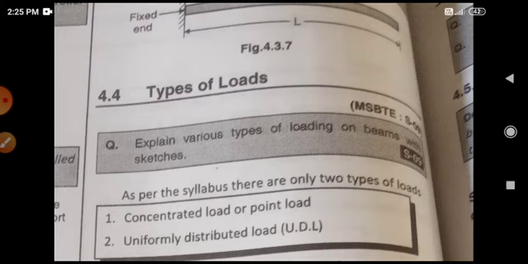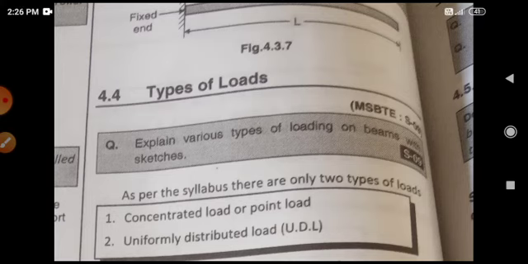So for each type of support you just have to keep in mind the type of reaction. For fixed support there are three reactions: horizontal, vertical reactions, and bending moment. For pinned support there are only two support reactions, one horizontal and one vertical, and there will be no bending moment. All these reactions we have discussed in the previous lecture. I think no need to discuss it again.